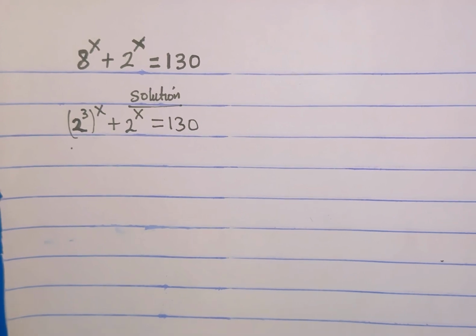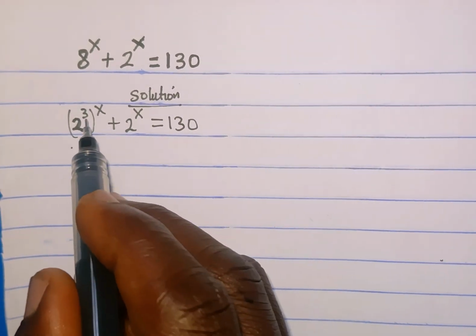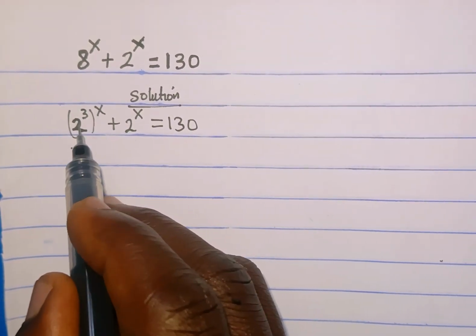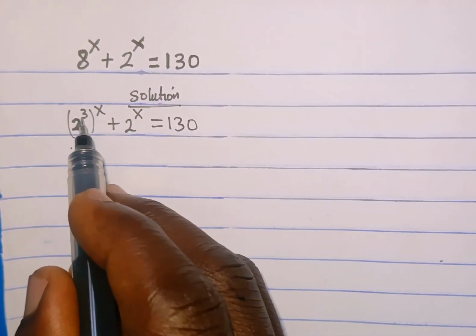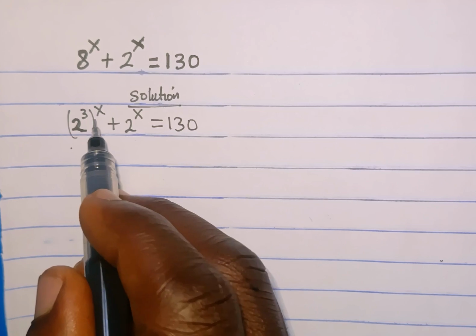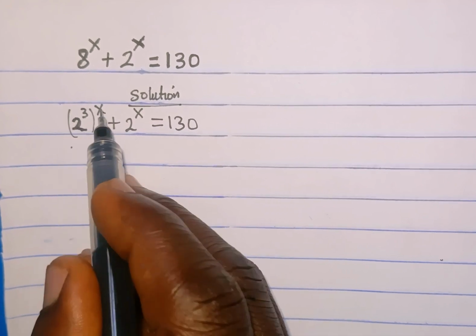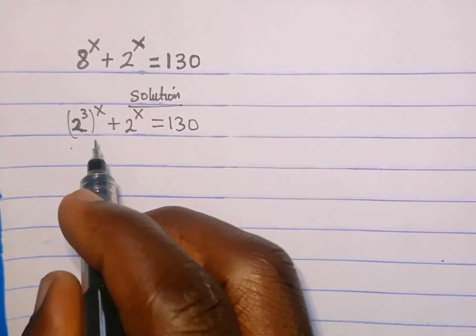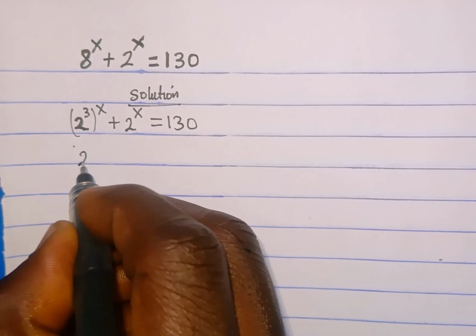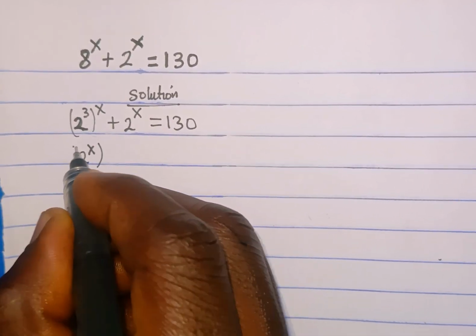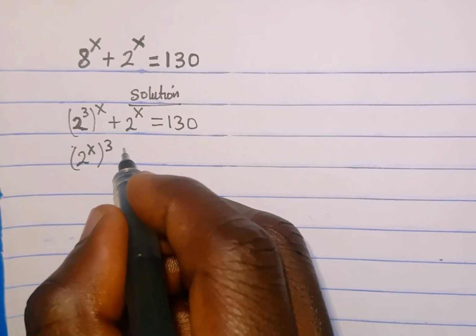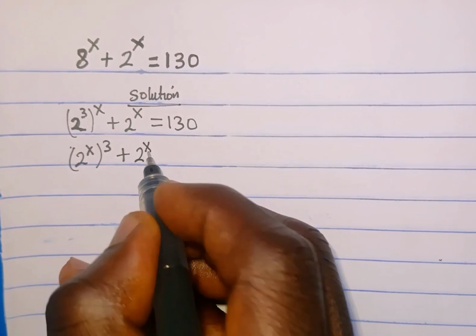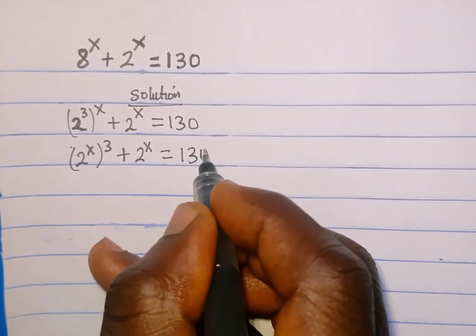So the next thing we are going to do, we call the power property of indices: 2 raised to the power of 3 and all raised to the power of x. So we are free to multiply the two powers together. And since multiplication is commutative, we can switch the powers so that the whole of this can also be written as 2 raised to the power of x, then all raised to the power of 3. So we just switch the powers. So plus 2 raised to the power of x is equal to 130.